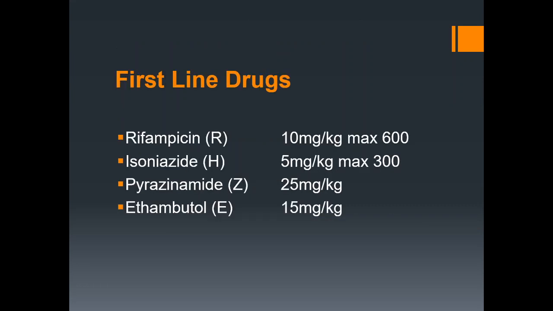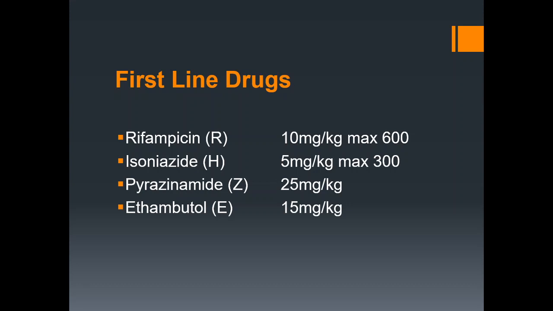So we have what we call the first line drugs, which are rifampicin, INH, pyrazinamide, and ethambutol. You have to be aware of the side effects of these drugs. For example, you have to warn the patient that his urine might turn reddish in color. This is due to rifampicin. This is not hematuria. Rifampicin can induce hepatitis, thrombocytopenia, and even fever.